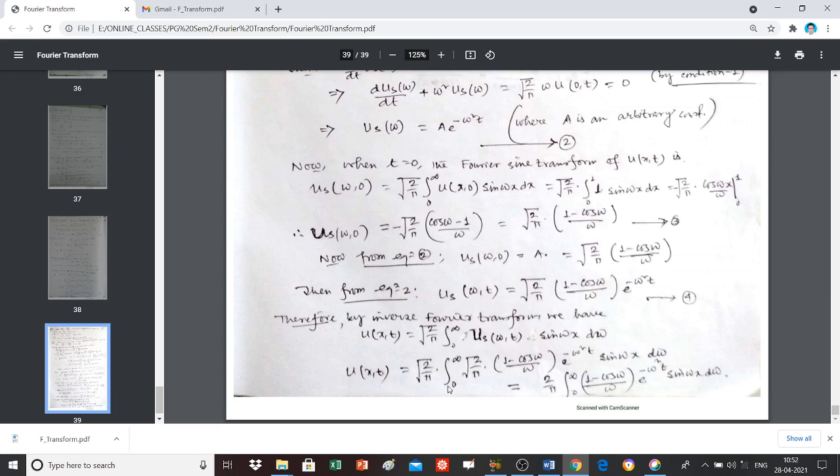So square root 2 by pi, integral 0 to infinity, then square root 2 by pi, then (1 minus cos omega) by omega, then e to the power minus omega square t, then sine omega x d omega. That gives 2 by pi, integral 0 to infinity of (1 minus cos omega) by omega, e to the power minus omega square t, sine omega x d omega. So this is the solution for u(x,t), and we have successfully calculated the value of u(x,t) in terms of the Fourier transform of this function. So one thing you have to do is practice all the calculations, which will make the problems easier to solve.